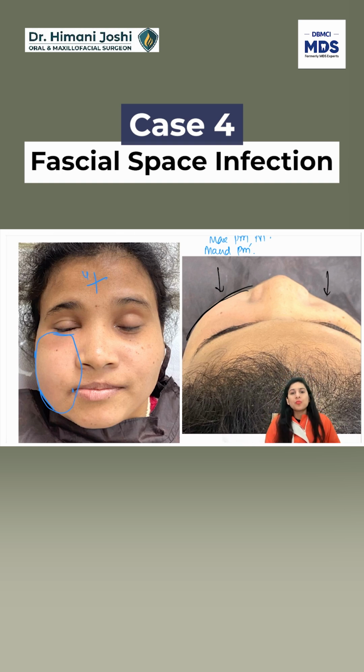Along with that, a lot of oral fluids, because this was an ambulatory patient, not an admitted patient. So I didn't need to give her IV fluids. I just advised her to take a lot of oral fluids.